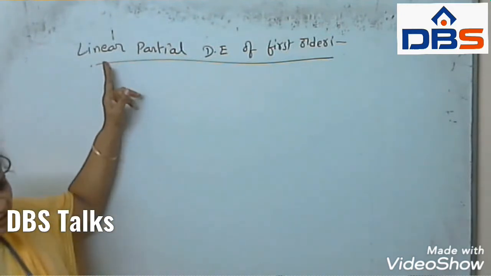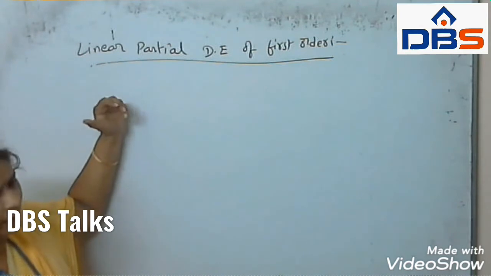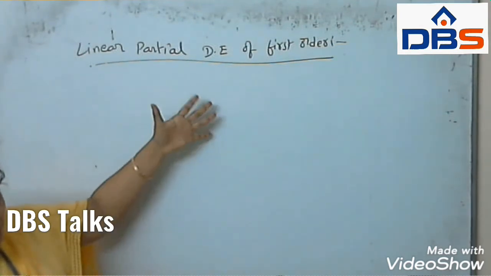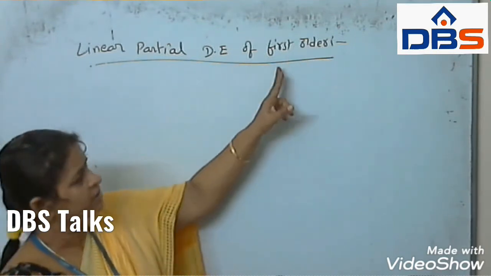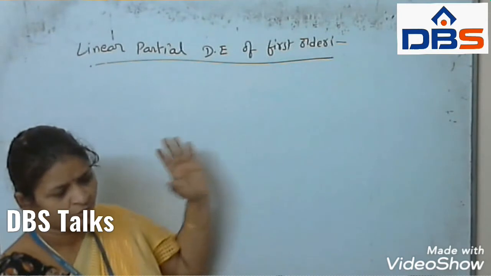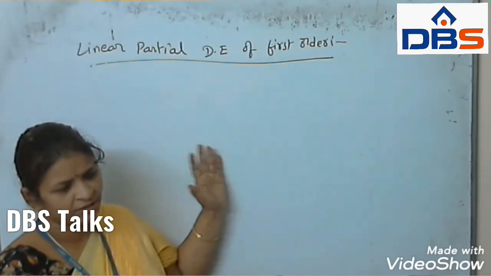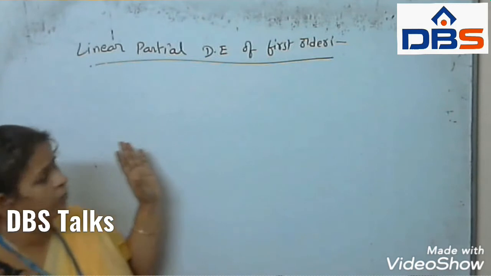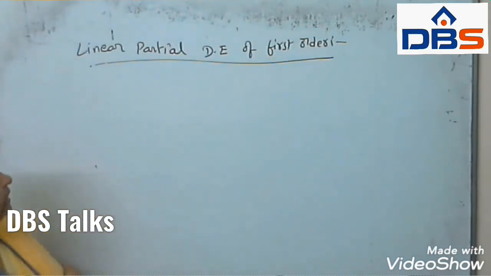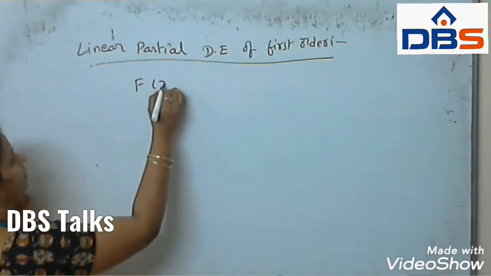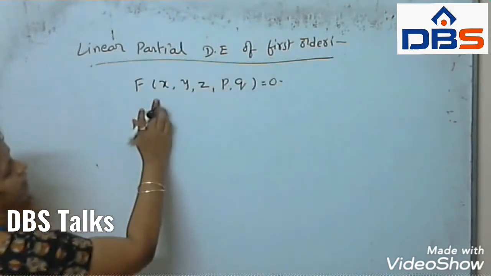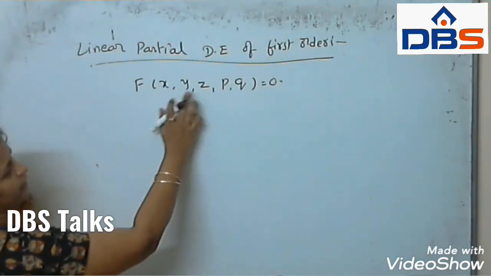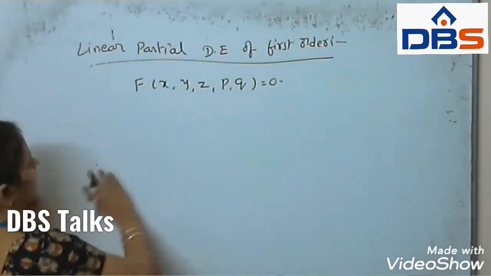Linear means first degree equation. There would be only first degree, no ∂z/∂x to the power 2 like that. First order means only ∂z/∂x, only ∂z/∂y. We should not differentiate it further. There should not be ∂²z/∂x² like that. So the equation would be of the form f(x, y, z, p, q) = 0. This equation contains x terms, y terms, z terms and p and q.